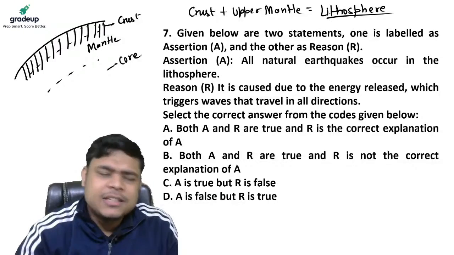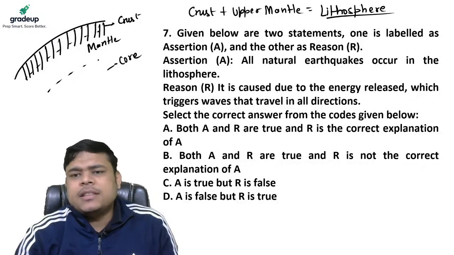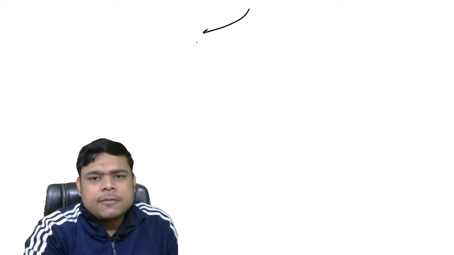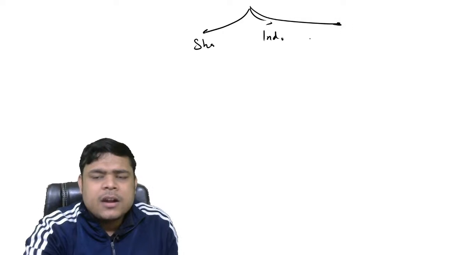Is lithosphere, yes or no, my dear friends? Now, it states all natural earthquakes occur in the lithosphere. Yes, this is a true statement. Why, guys? Earthquakes are of three types. The first is shallow earthquake, then intermediate earthquake, and then deep earthquake.